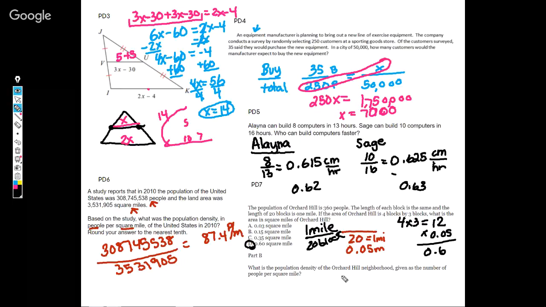3, 2, 1, last question, we're almost done. Then it says, what is the population density given as people per square mile? All you do is just divide. 360 divided by the 0.6, and I'm not doing that in my head either. 600. 600 people per square mile.